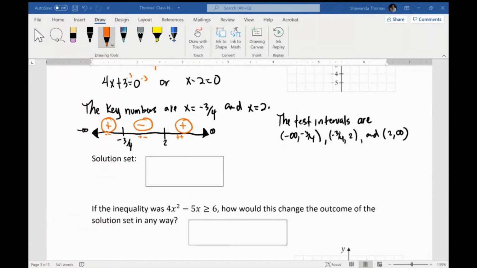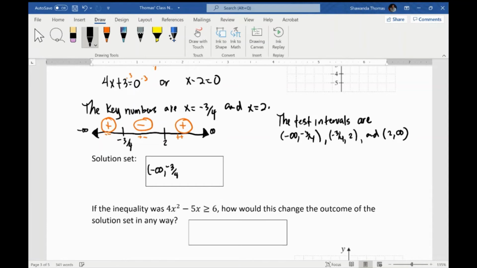So how many intervals meet the criteria? 2. 2 of them. Thank you. All right, we're getting somewhere now. So one interval, let's start from least, we're going to do least to greatest. Which interval works? Negative infinity to negative 3 over 4. All right, negative infinity to negative 3 over 4.